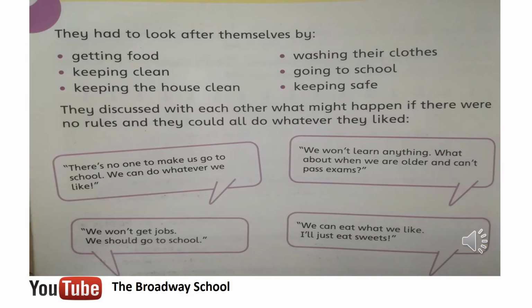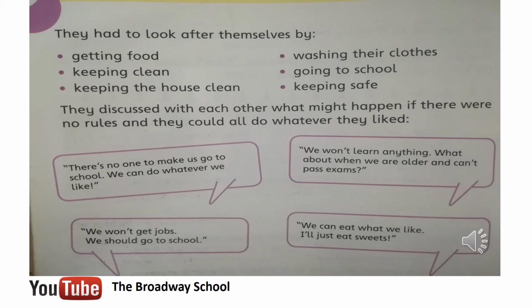Turn to your next page, page number 82. Here they have a list to do and assemble their work accordingly, in which they will feel easy to do. They had to look after themselves by getting food, washing their clothes, keeping clean, going to school, keeping the house clean, and keeping safe.